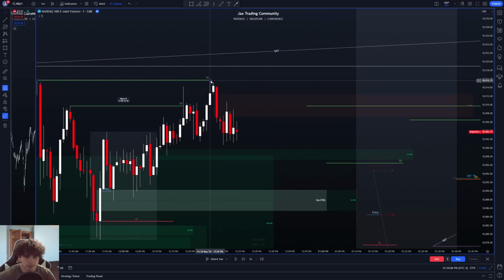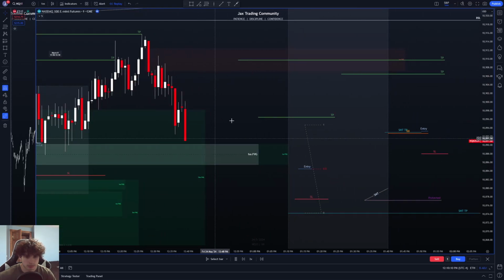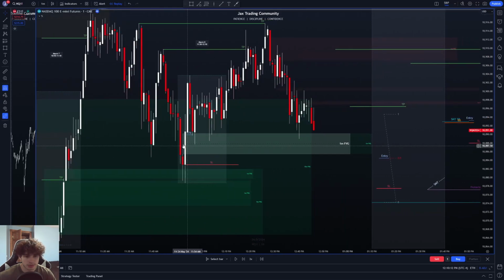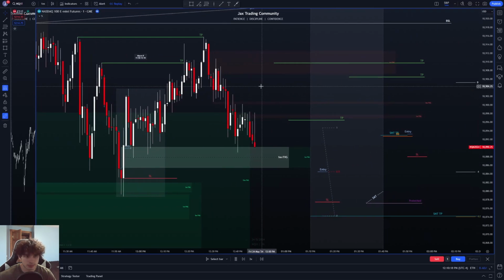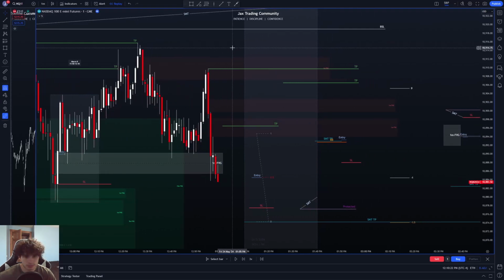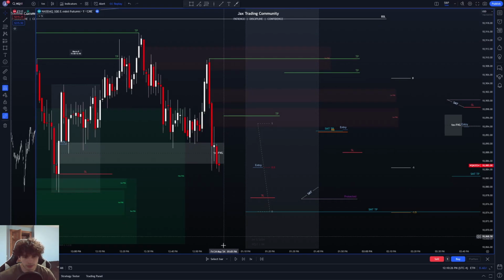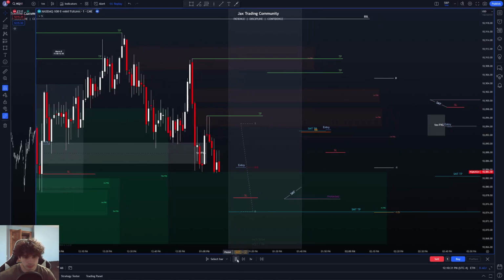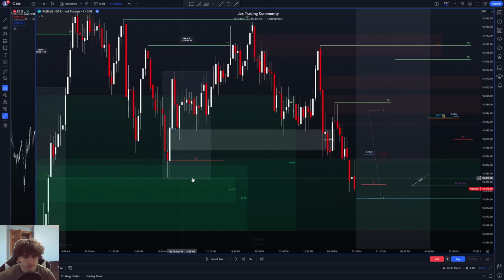But right here, then we get displacement down, tap into this fair value gap, start going lower. Now we tap into this big fair value gap that has got respected multiple times, so I do expect this to possibly get respected again. So we come up, tap this fair value gap that's also got respected in the past, sell off here, back into this previous fair value gap. We come down, we take this low right here, tapping into this 1 minute fair value gap.